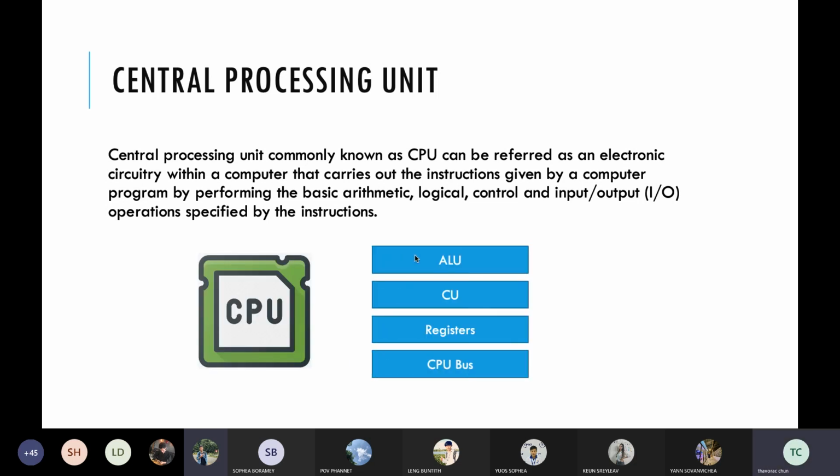Inside the CPU, we can have the ALU, we have the CU, we have the registers, and we have the CPU bus. So the CPU itself is composed of multiple other components. ALU comes from the words arithmetic and logic unit. CU is the control unit. And we have a lot of registers in the CPU. We have instruction register, memory address register, program counter, memory data register, and so on.